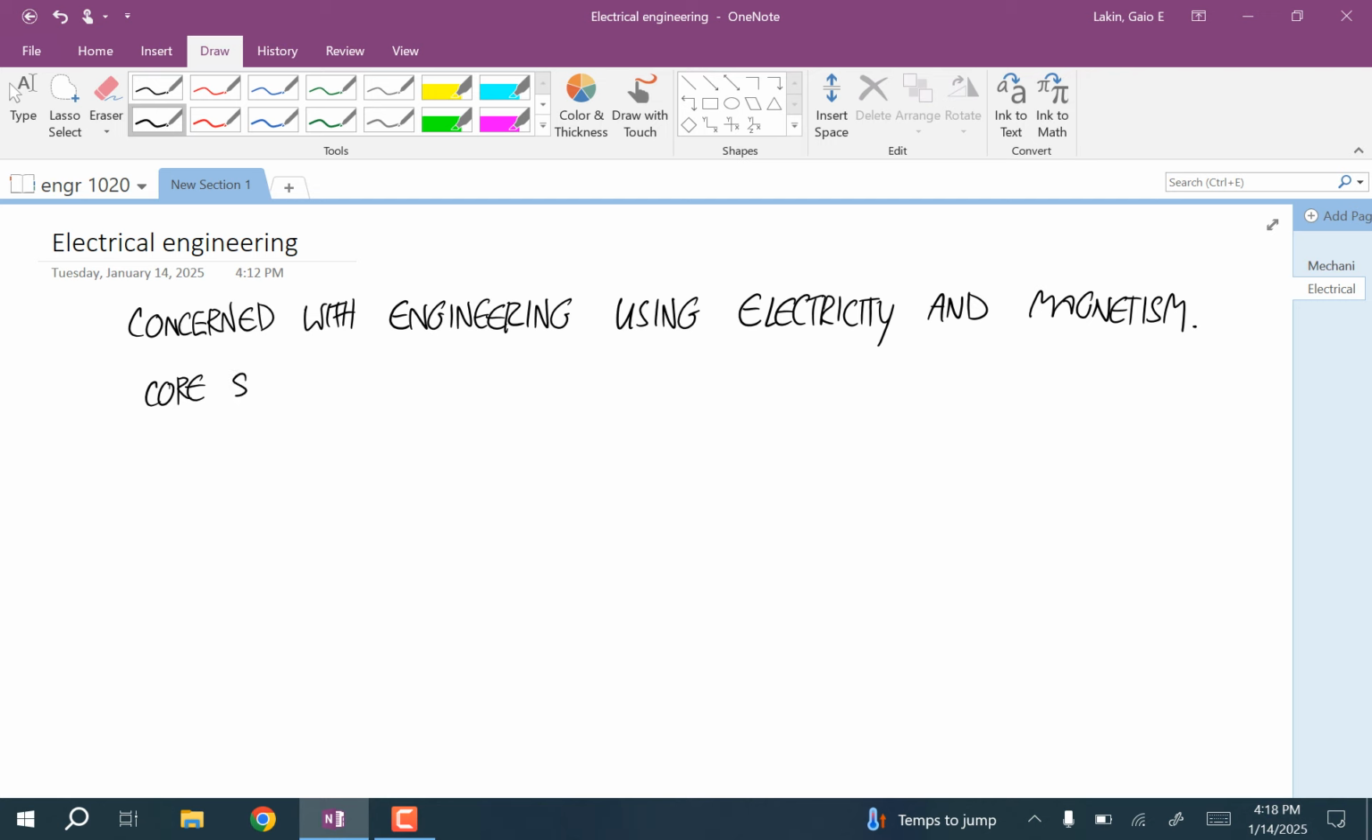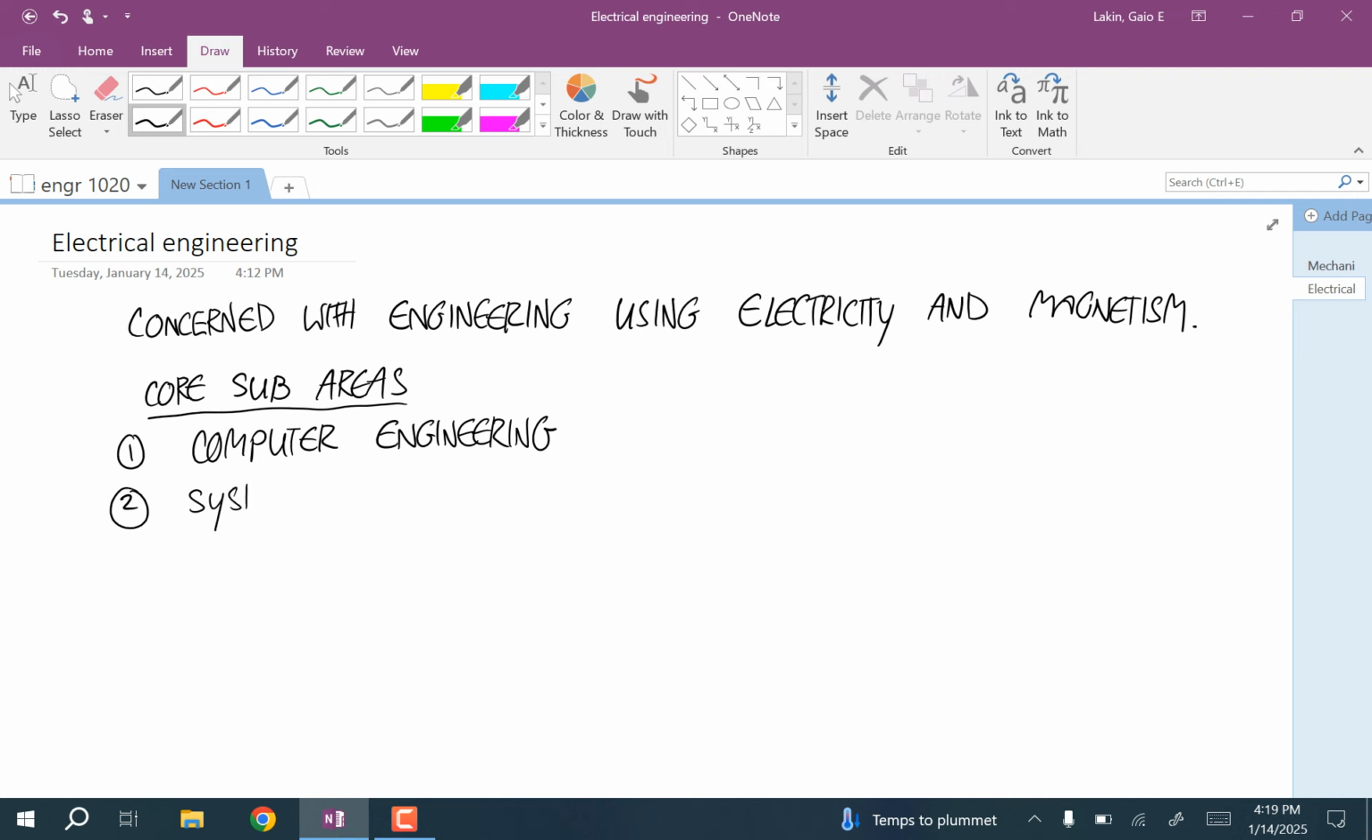The core sub-areas for electrical engineering are, first, computer engineering, which at many universities is its own department. Second, systems engineering. That involves the engineering of very complicated systems, and computer networks are one example of a complicated system.